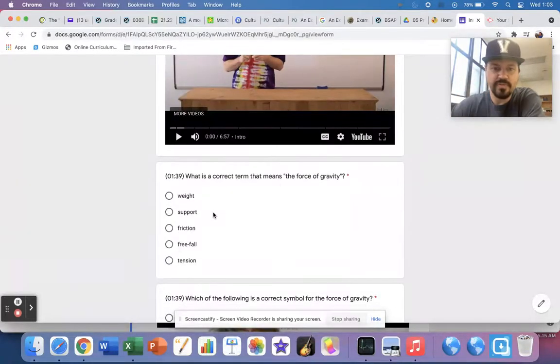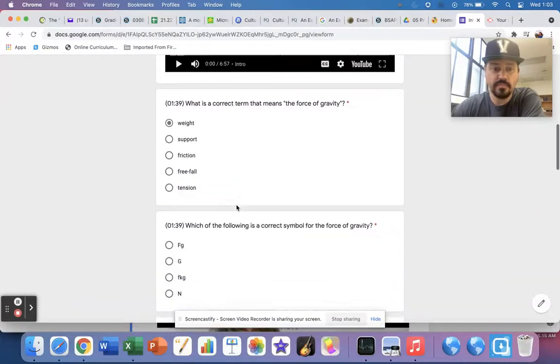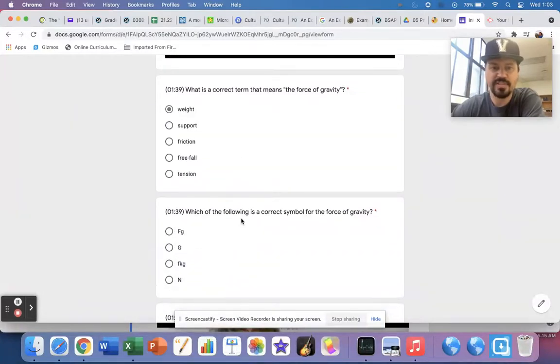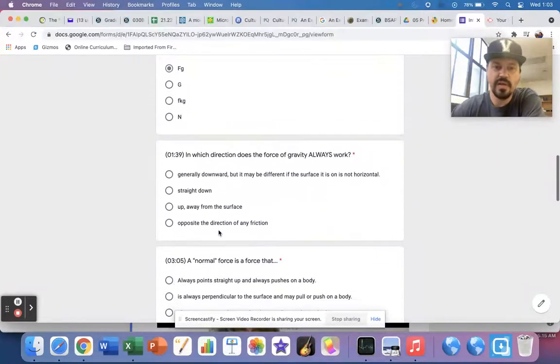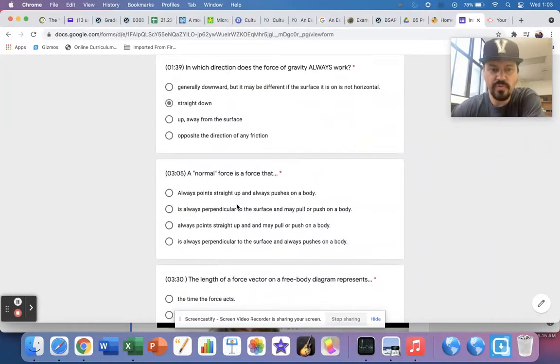What's the correct term for the force of gravity? That'd be weight. Which of the following is the correct symbol for the force of gravity? Fg, force of gravity, Fg. And which direction is it? It's always straight down.